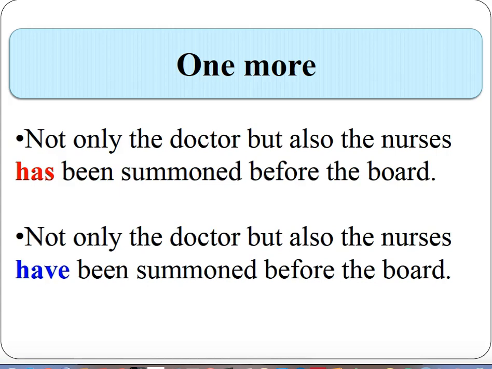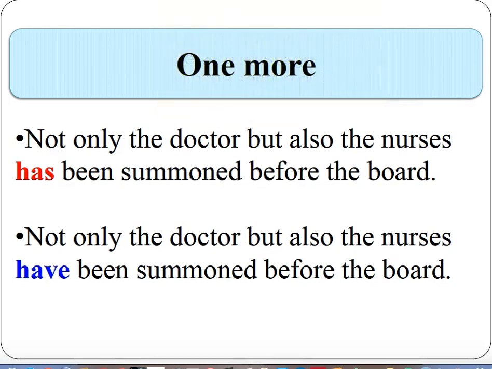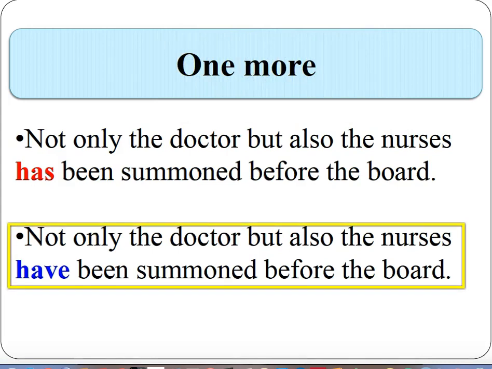Let's look at two more versions of another sentence. Not only the doctor, but also the nurses has been summoned before the board. Not only the doctor, but also the nurses have been summoned before the board. Using the divided subject rule, the verb must agree with the second or last subject. Therefore, the correct version is as follows. Not only the doctor, but also the nurses have been summoned before the board.